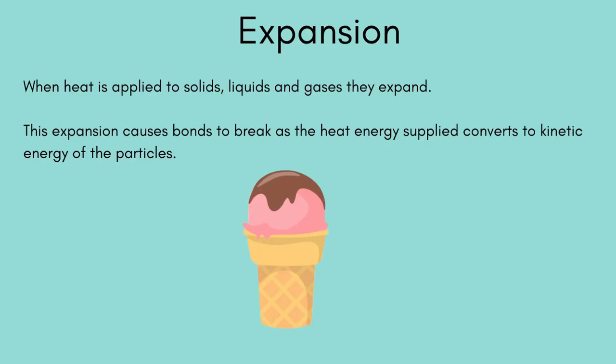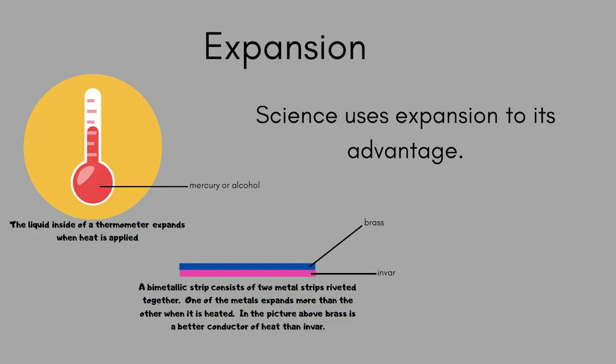Expansion. When heat is applied to solids, liquids, and gases, they expand. This expansion causes bonds to break as the heat energy supply converts to the kinetic energy of the particles. Science uses expansion to its advantage. For example, the liquid inside of a thermometer expands when heat is applied. That liquid may be mercury or alcohol.